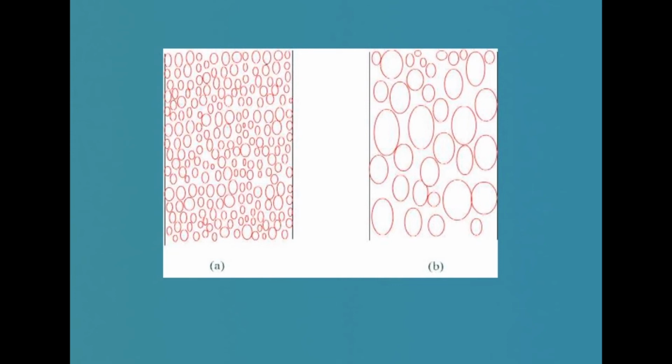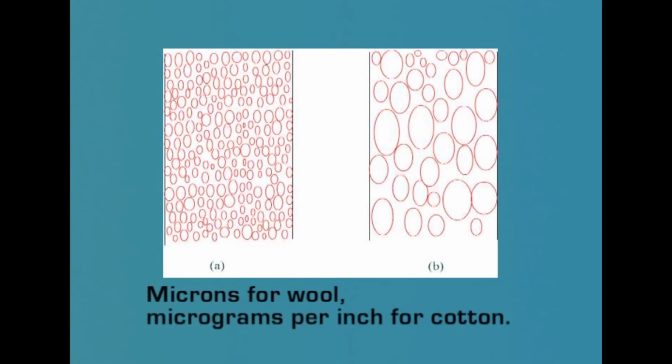A sample of known weight is compressed in a cylinder of known volume and subjected to an air current at a known pressure. The rate of airflow through the compressed sample, that is the porous plug, is measured. The flow meter is often calibrated in terms of fineness instead of volume per unit time. Example, microns for wool, micrograms per inch for cotton.